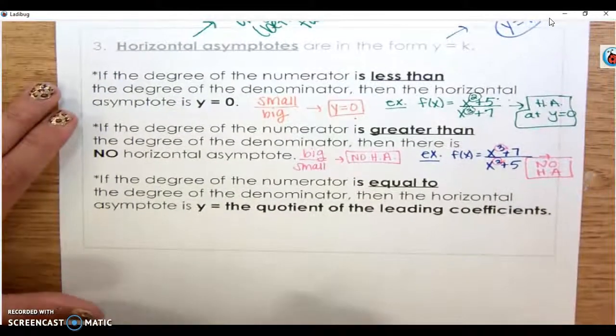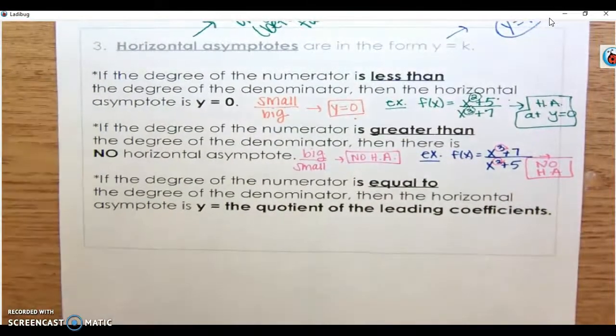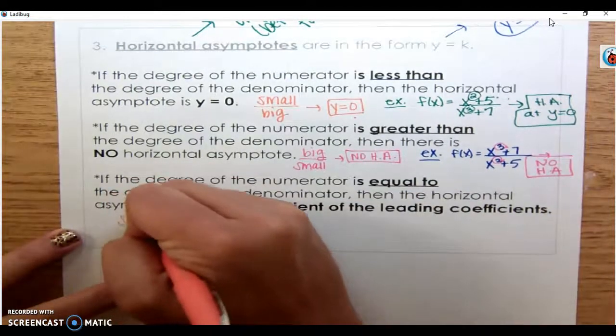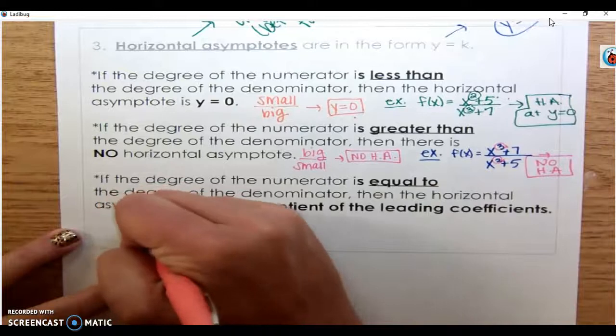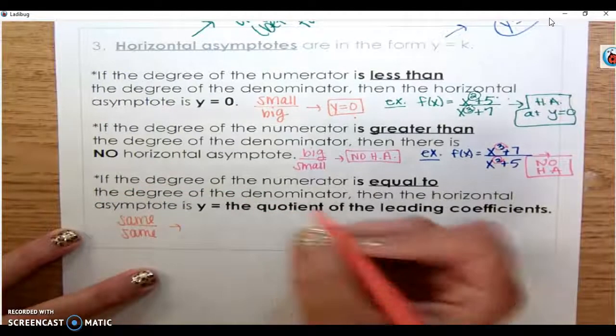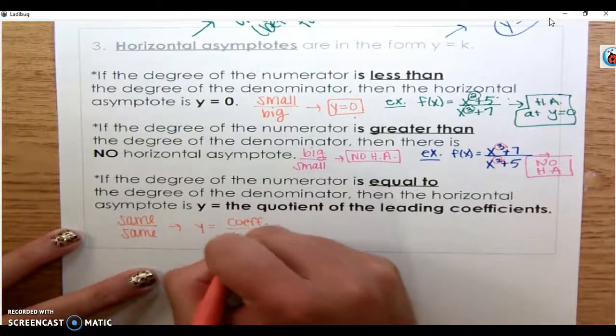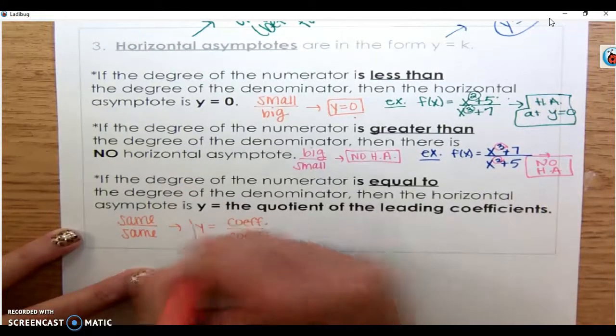Okay, and then the last scenario is if the degree of the numerator is equal to the degree of the denominator, then the horizontal asymptote is y equals the quotient, so you're going to set up a fraction, of the leading coefficients. So I just think about this as being same over same. And if that's the case, it's going to be y equals the coefficient over the coefficient. And I'll show you what that means.